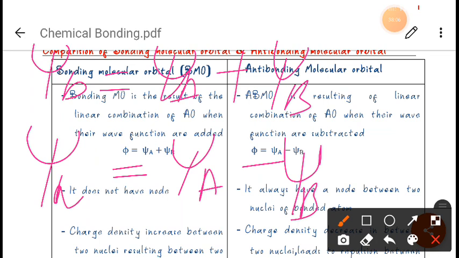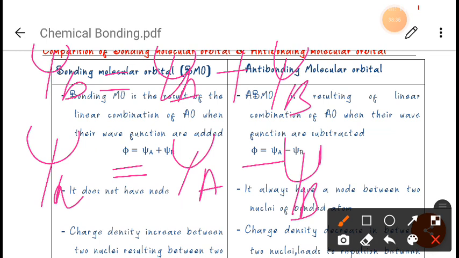Like this. Now the electron density is centered between the nuclei of the combining atom, as we have seen. But in case of the anti-bonding molecular orbital, the probability of finding an electron between the nuclei of the combining atom is negligible, as we have seen in the diagram just now, right? Now again, the energy of the bonding molecular orbital is less than the atomic orbital of the combining atom, right? But when we talk about the anti-bonding molecular orbital, its energy is greater than the atomic orbital of the combining atom, right?